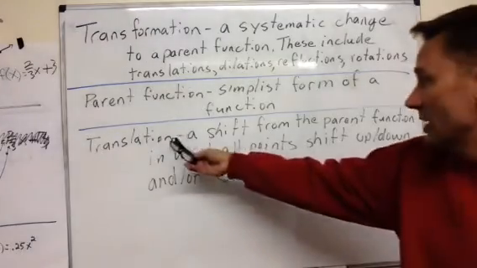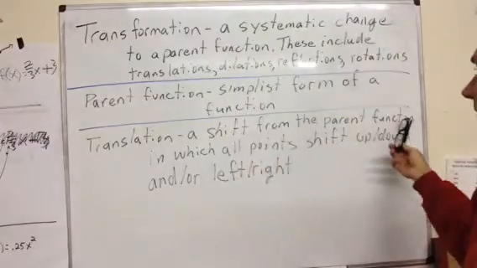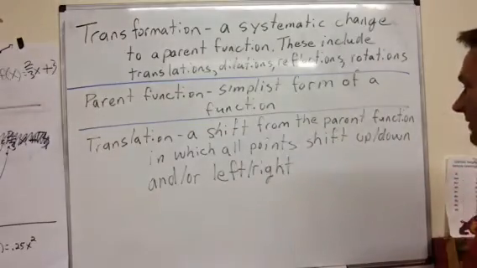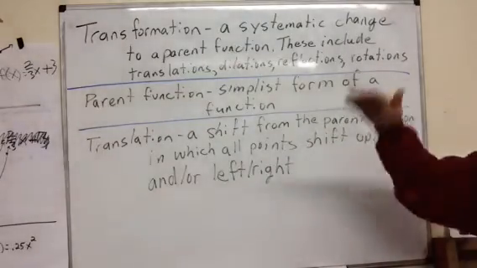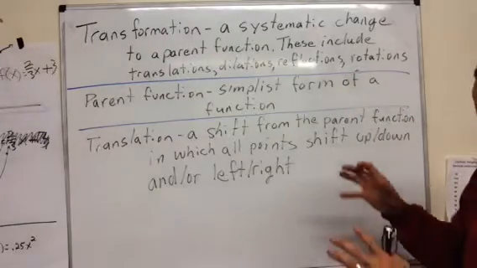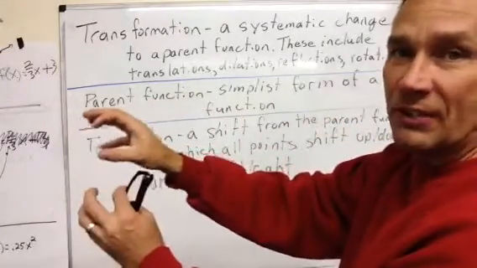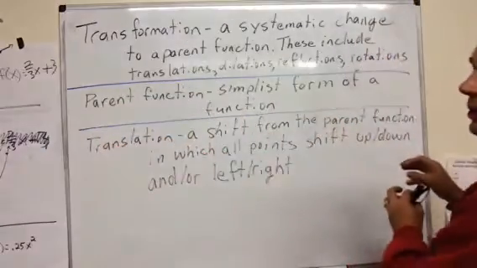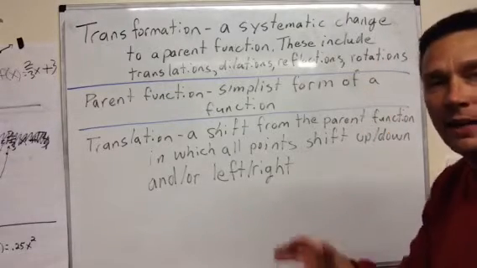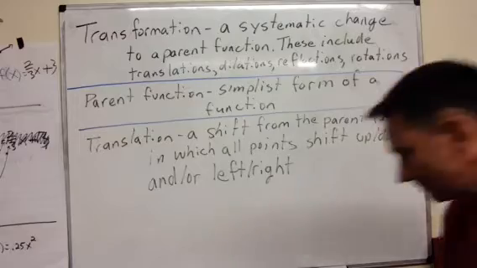So a translation, we talked about it up here. It's a shift from the parent function in which all points shift up, down, or to the left or right. So all points will either shift, like to the left 3 units, every single point, or to the right 5 units, or up 2 or down 10 in that form. And we'll see examples of that.